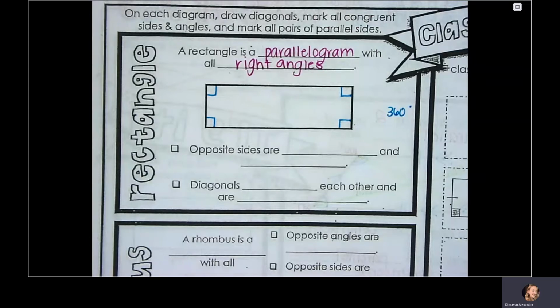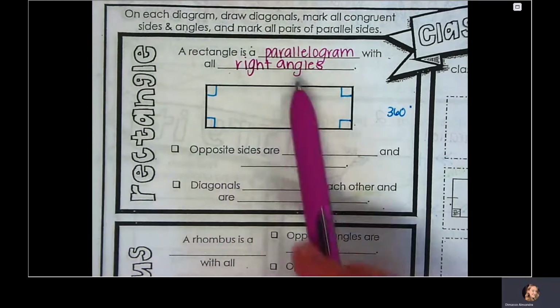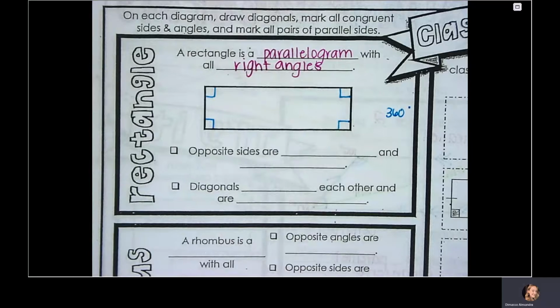Okay. So rectangle is a parallelogram with all right angles. Opposite sides, so these sides here, they are both parallel and congruent.